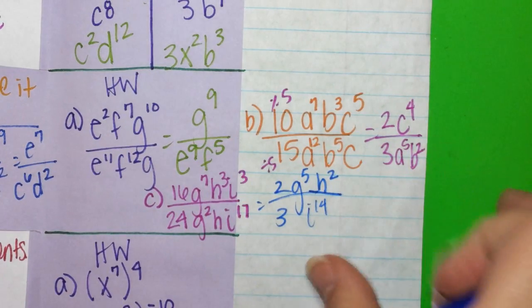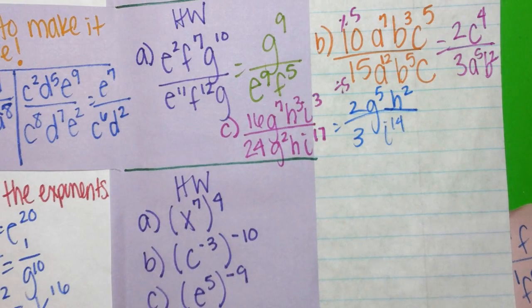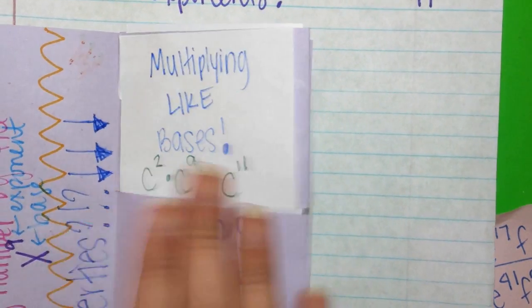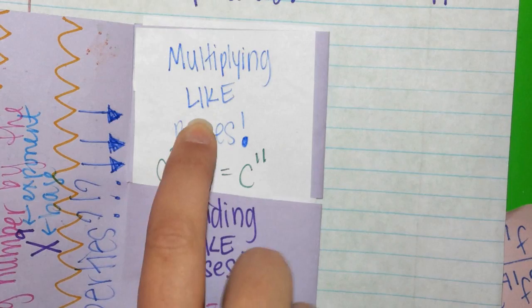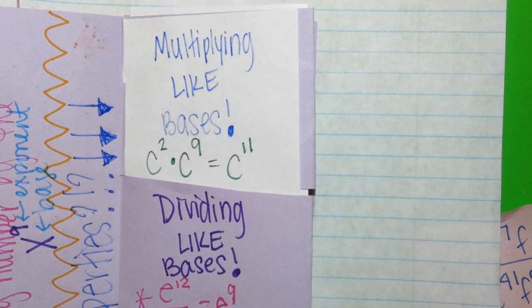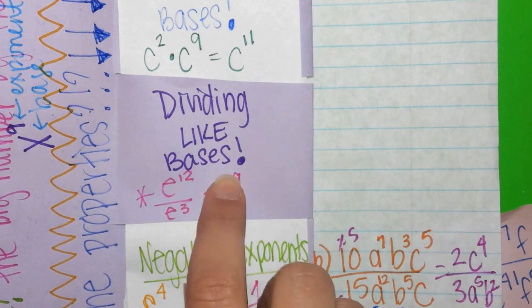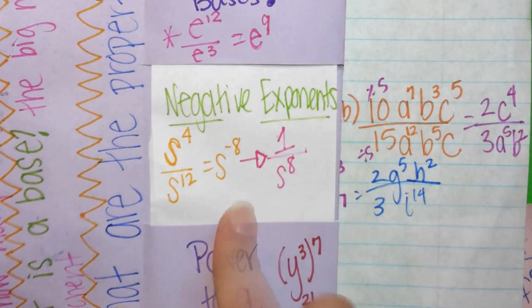Ready for the next section of your homework. When you multiply like bases, what do you do to the exponents? Multiply them. Listen to what I'm asking you. When you multiply like bases, what do you do to the exponents? It's crazy what happens when you listen, right? When you divide like bases, what do you do to the exponents? If you get a negative, what do you do?